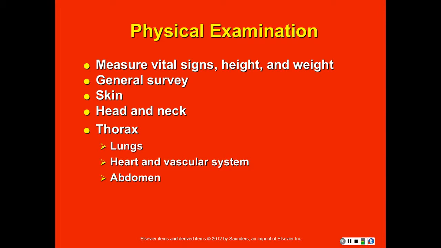With the abdomen, we are doing our normal inspection, listening to bowel sounds, gentle palpation for distension, abdominal tenderness. We're probably going to check a stool specimen for occult blood.